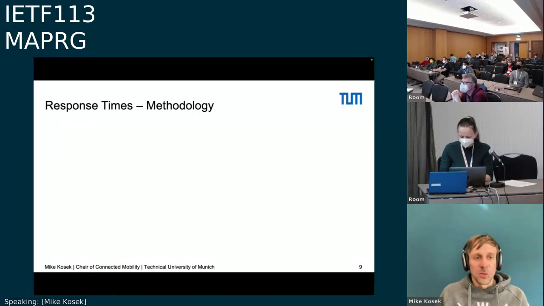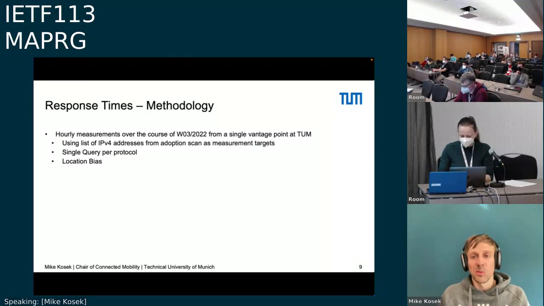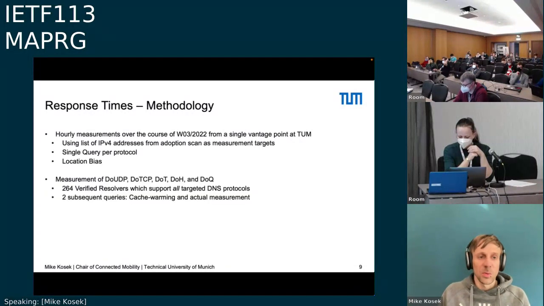Next, we come to our response times. For our response times measurement, we performed hourly measurements over the course of 1 week, and we used the list of IPv4 addresses from the adoption scans. We performed a single query per protocol, and it's important to note that we have a location bias, as we only measured from one vantage point. And this is why we did comparative measurements to DNS over UDP, TCP, DoT, and DoH.